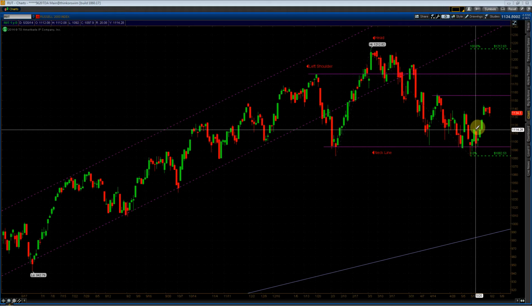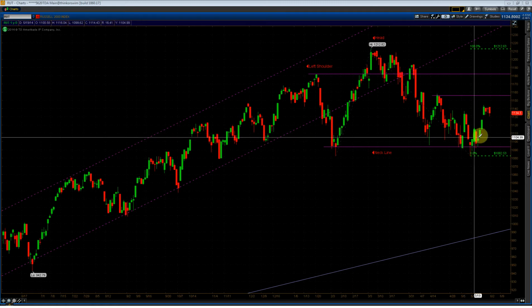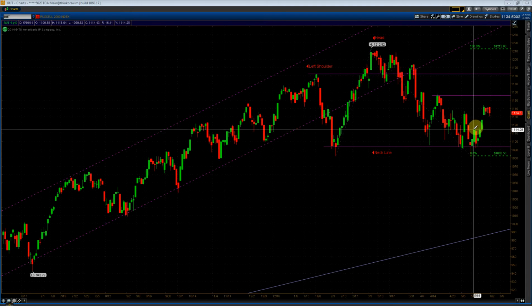If you've gone long in any small caps, if you see the RUT begin to fail that 1114.43 price, definitely start referencing the charts of the small cap stocks you're trading and begin to decipher the approaching support points that may be cause for you to stop out of the trade.